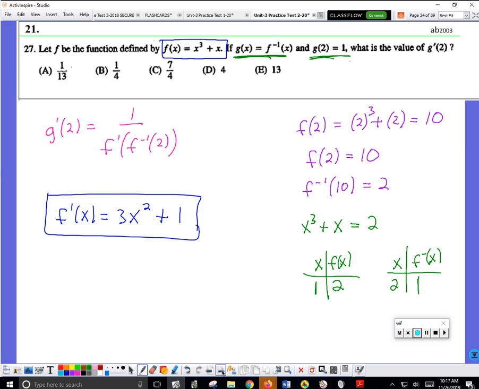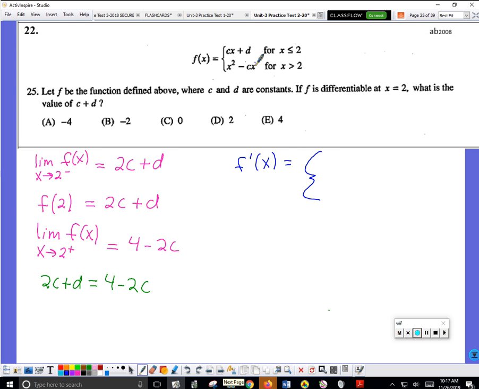Well, with the piecewise, it's not that much different. So what do I write here when I'm trying to find the derivative of this f? What gets written here? So you see for x is less than 2, and then 2x minus c for x is greater than 2.